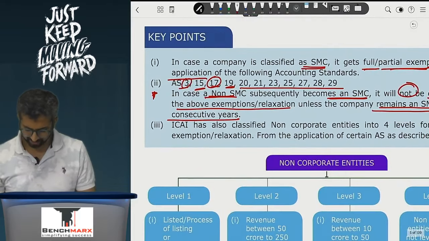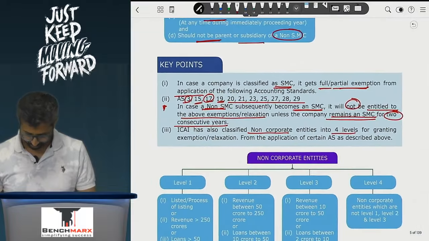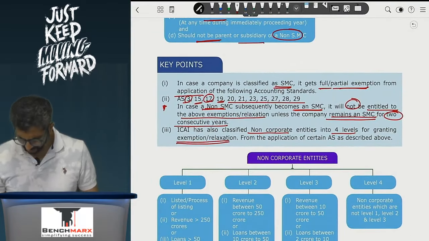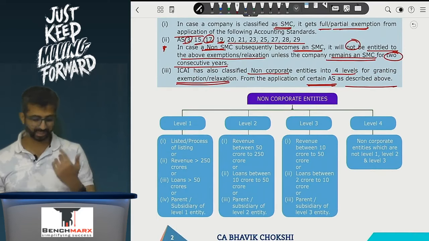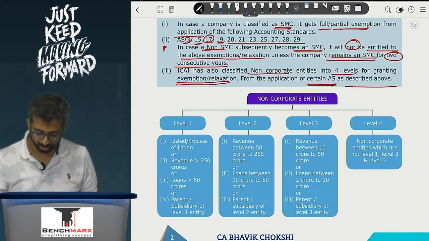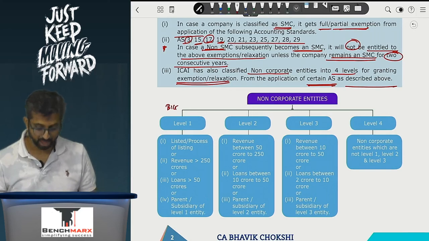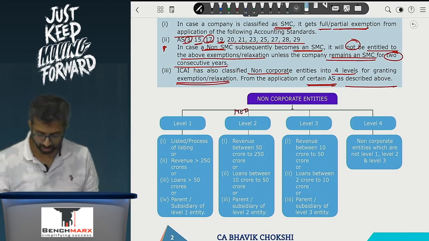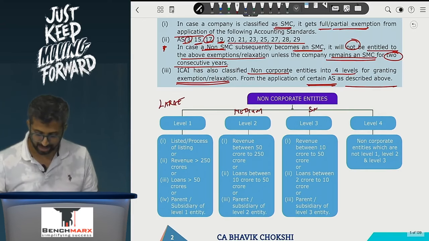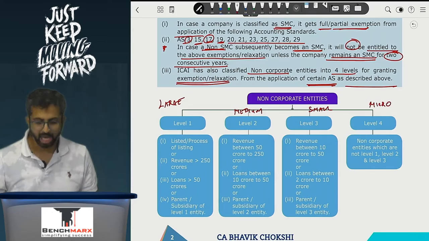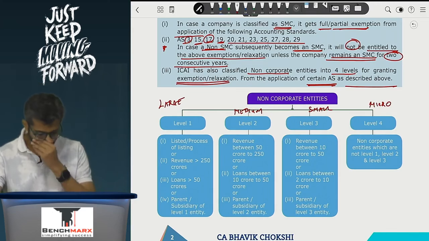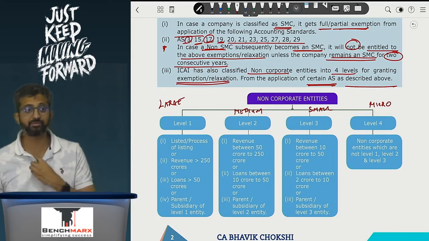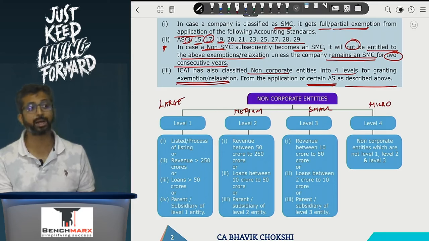ICAI has also classified non-corporate entities into 4 levels for granting exemption or relaxation from the application of certain AS as described above. Level 1, for simplicity, we call the big entities, level 2 the medium. Level 1 is called large, level 2 is called medium, level 3 is called small, and level 4 is called micro. Have you heard the words MSME? Micro, small and medium industries, MSME. So, level 1 are the large ones, level 2 are the medium ones, level 3 are the small ones, level 4 are the micro ones.